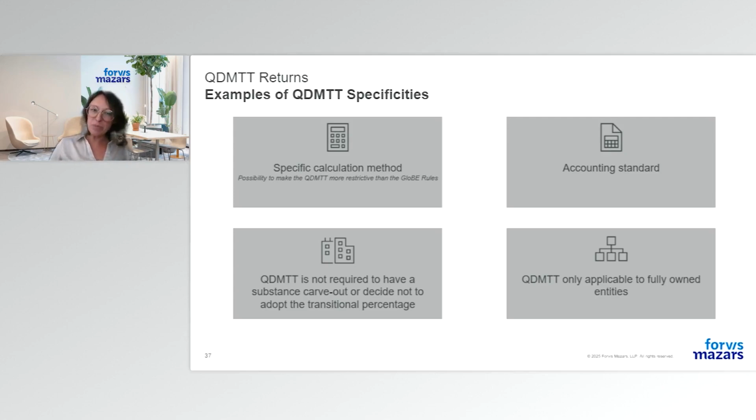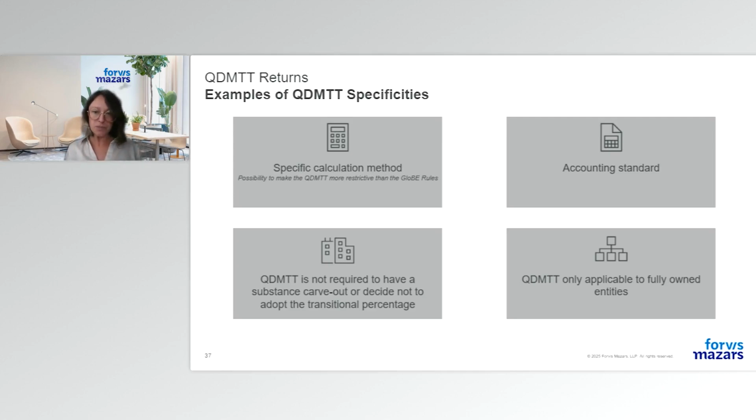So in terms of QDMTT specificity, a little discussion: in computation there is a difference, but this difference does not impact the qualifying nature of the QDMTT. So there is a difference, but it's okay, it's still a QDMTT. First, it may have a specific calculation method, meaning that jurisdictions have the possibility to make the QDMTT more restrictive than the GloBE rules. For example, the threshold regarding fines and penalties may be set below the 50K. So the OECD provides jurisdictions with the option to align certain adjustments with the local tax adjustments.